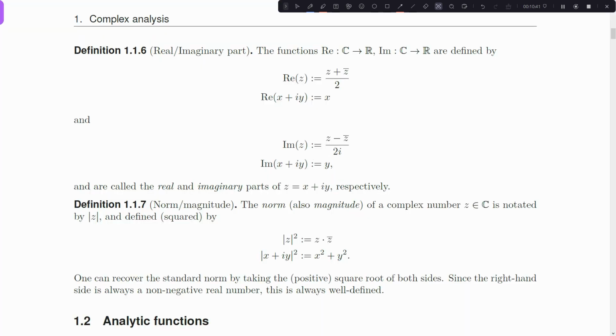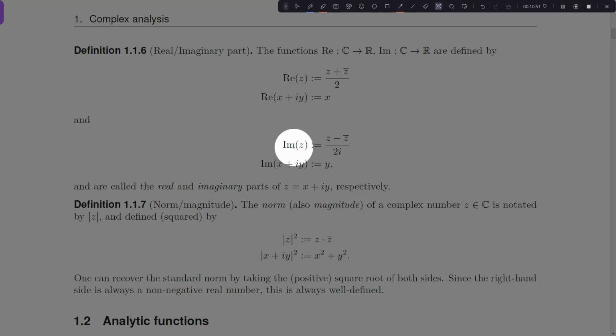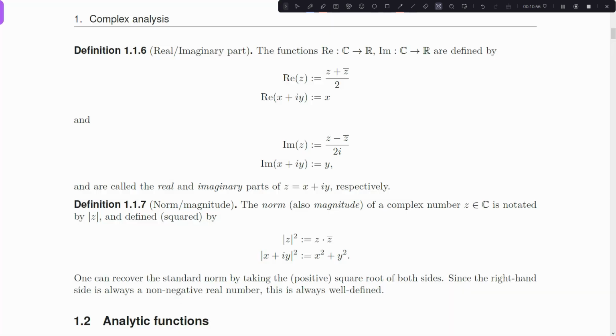So these are just some nice functions, or you can think about them as parts, where they extract a purely real number. Actually, the imaginary part of a complex number is considered a real number. That's why we've divided by i here. So it sends us into the real numbers, even though we want to think about it as being the imaginary part.